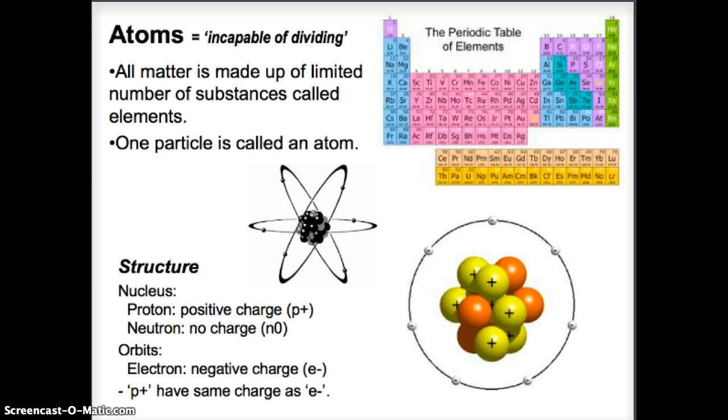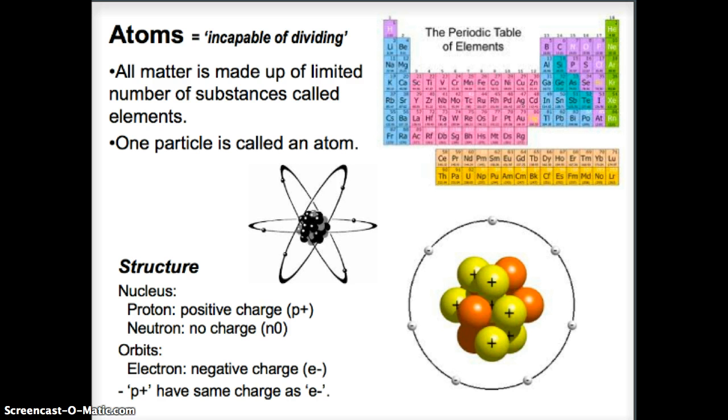The term atom means incapable of dividing. We know now that that's not always quite true, but when we created the concept of atoms, that was certainly the case for our understanding. But all matter that we see and that we live in is made up of a limited number of different substances. These substances are called elements. And one particle of one of those elements is an atom.